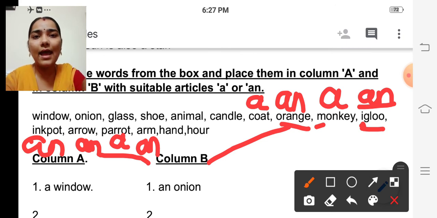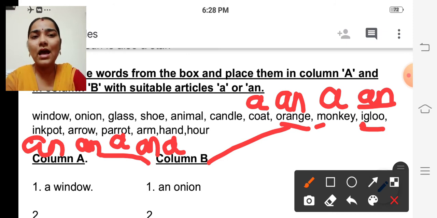The next one is hand. Hand. Here we pronounce it as hand, not and. So H is not silent here, isn't it? It is hand. So it is not a vowel sound. So here we have to place the article A, because it is not a vowel sound. Okay, hand. H is not silent here.